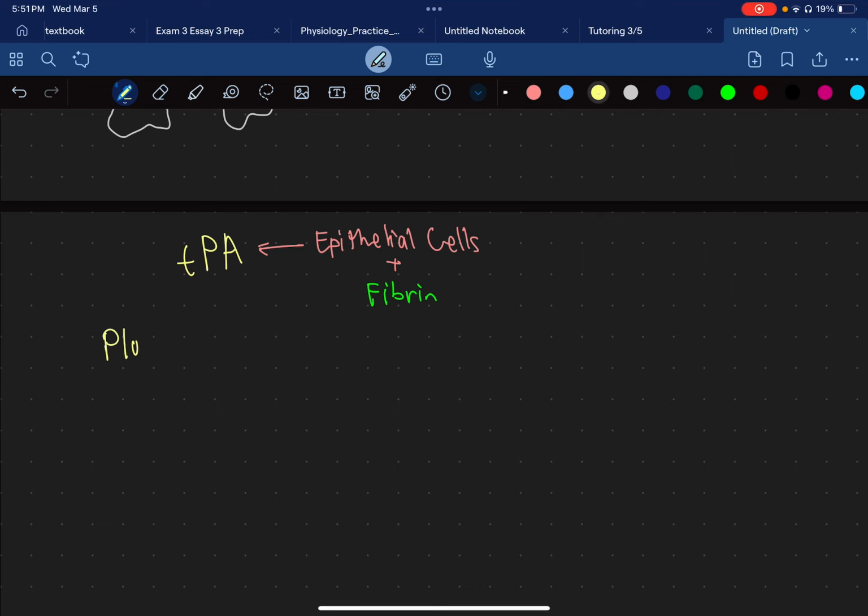TPA is going to take plasminogen, which is just inactivated plasmin, and it's going to activate it, turning it to plasmin. So fibrin, the minute that it's exposed to the epithelial cells, is going to begin its own breakdown by activating TPA, and TPA is activating plasmin. So plasmin is going to come back here and destroy fibrin. And that is the process of our coagulation cascade and how the clots are actually broken down.